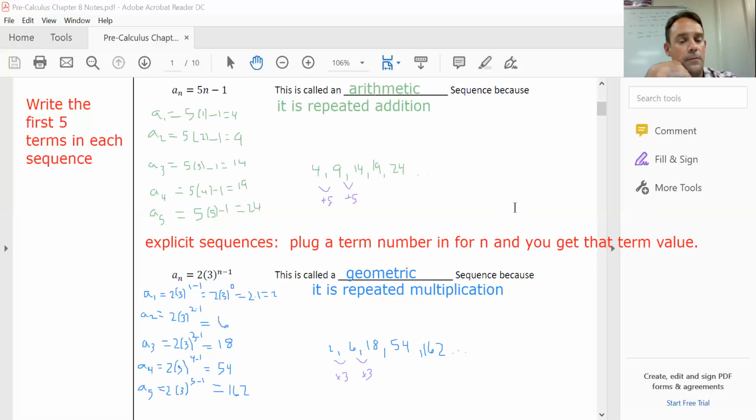All right. Now there's another type of sequence where it's not in terms of the term value, it's in terms of the term or terms before it. We call that recursive. So let's take a look at some recursive things, and we'll see what that looks like.